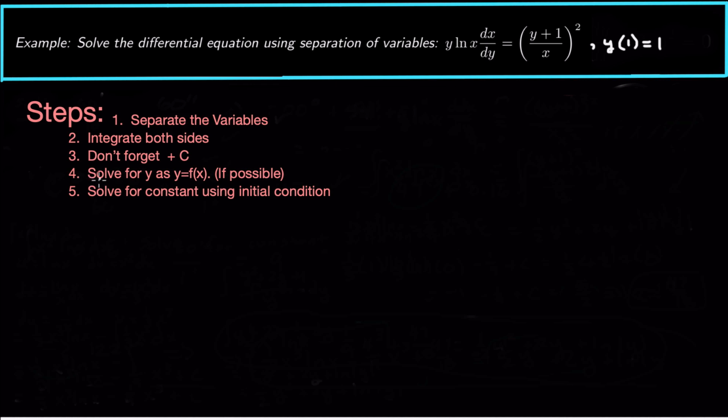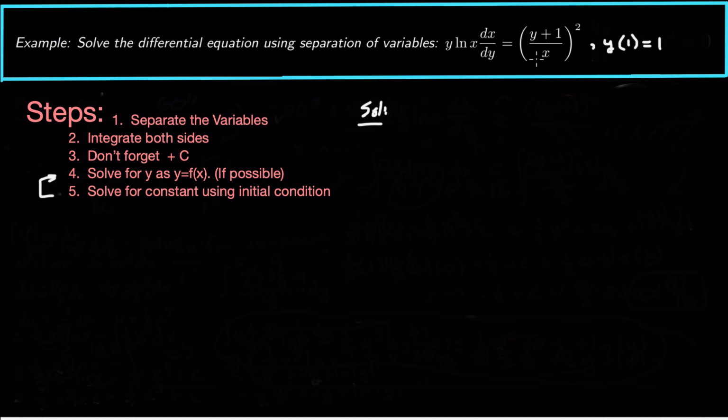Number four, I'm actually going to skip that one because I'm not going to be able to solve for y in this example. So actually what I'm going to do is solve for the constant of integration first, because even if I were going to solve for y, it would be much easier for me to go ahead and solve for the constant and then try to solve for y. But this one we're going to see doesn't even pan out for solving for y. So the solution here is just going to be some algebra.